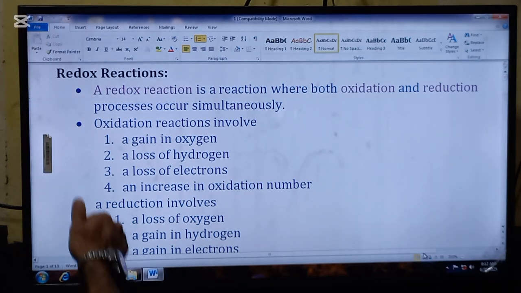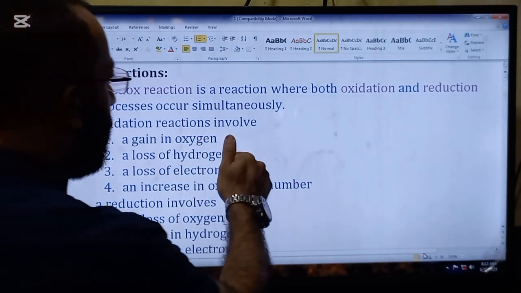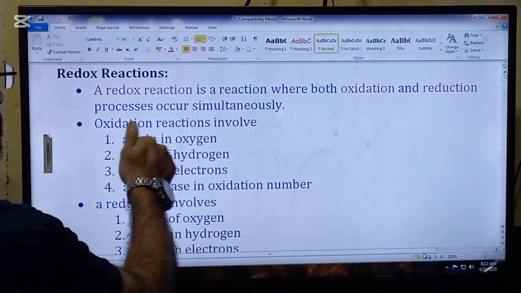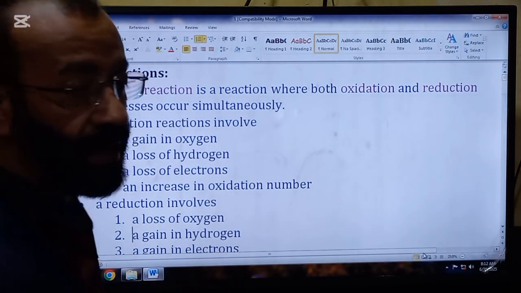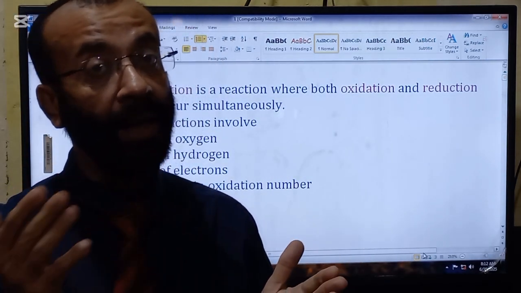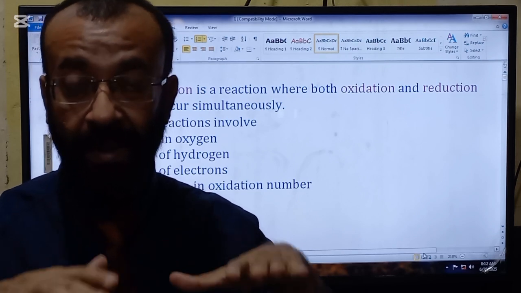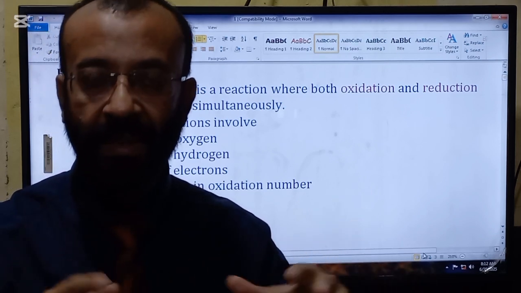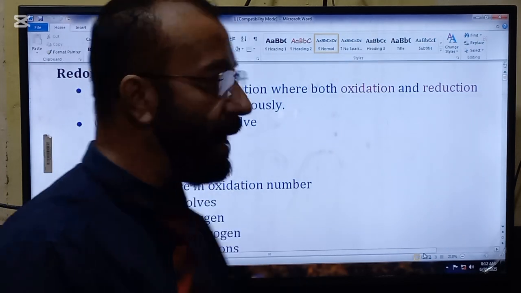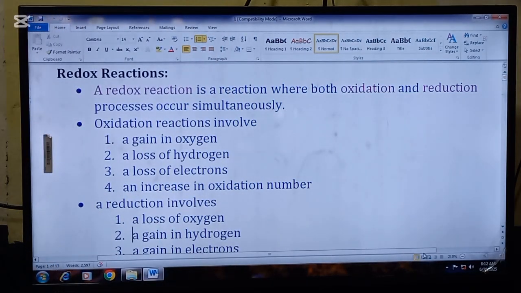Concentrate yourself. A redox reaction is a reaction where both oxidation and reduction processes occur simultaneously. So it is a process in which reduction and oxidation occur simultaneously, meaning at the same time. That kind of reaction is called a redox reaction.